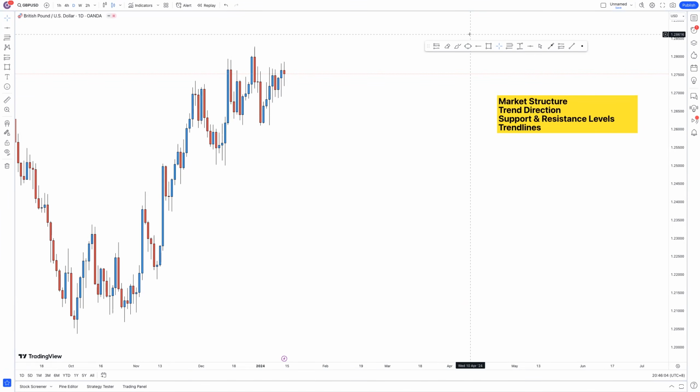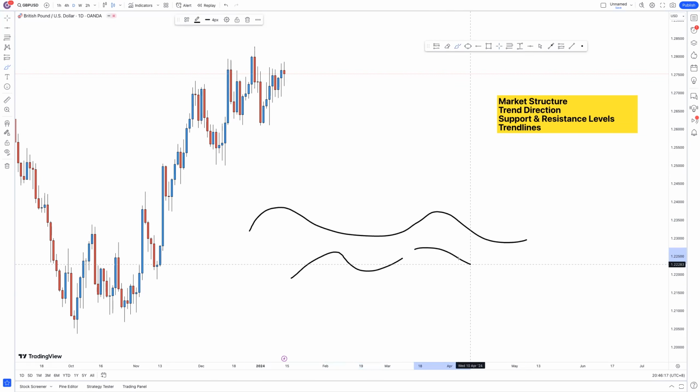Remember, as traders, we want to trade with the trend. Why do we want to trade with the trend? Because think about it in this way. You are a small fishing boat in the sea. The waves are strong, the waves are very strong.